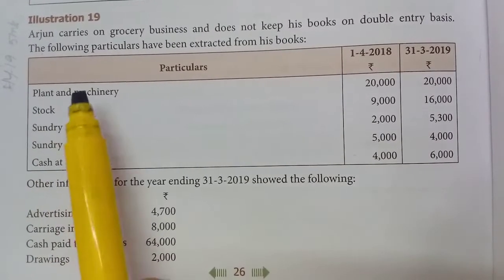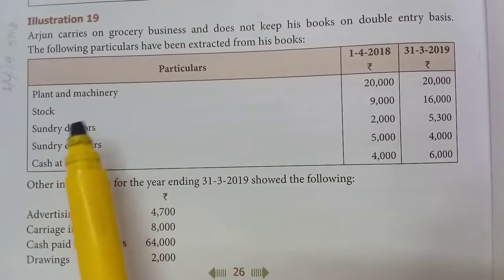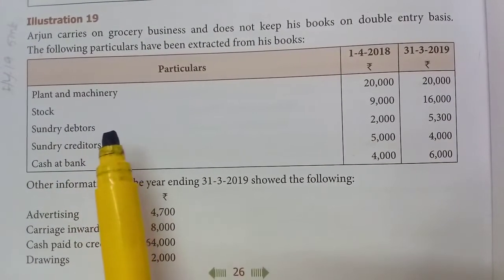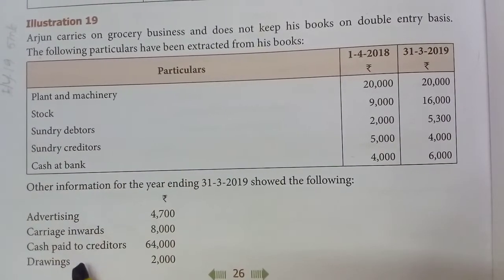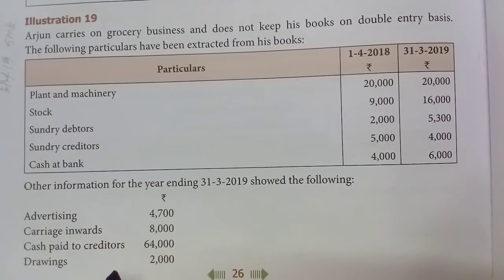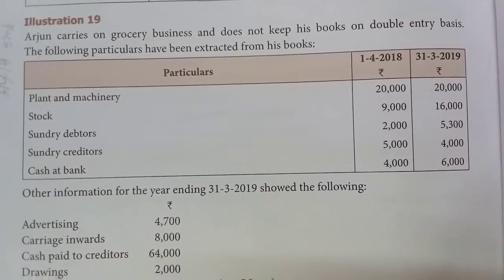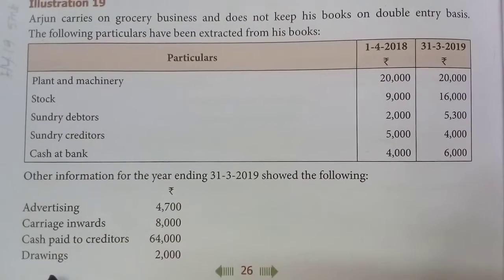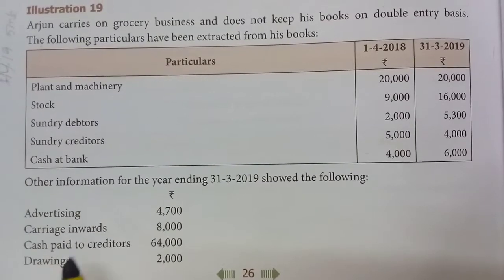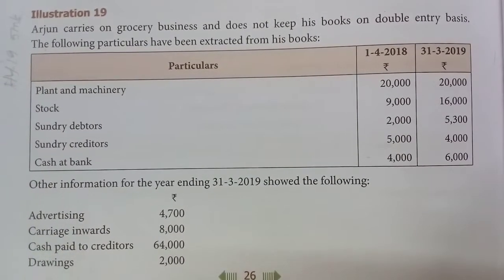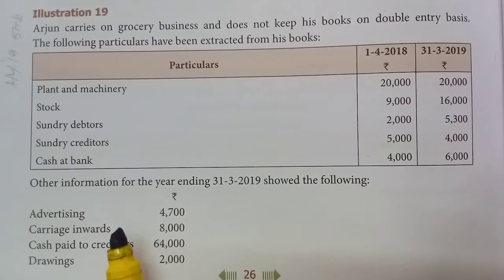Up to here, just I will explain. All these will come in the balance sheet. Maybe the opening statement of affairs, then closing balance sheet. This one we have to see. For the needed information, they might have given this additional information. Understand? Drawings, you know. This cash paid to creditors will come in the creditors account. Carriage inward, direct expenses, advertising, indirect expenses. We will see now the other information.